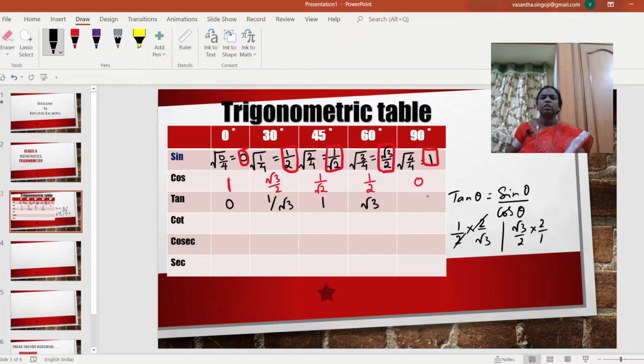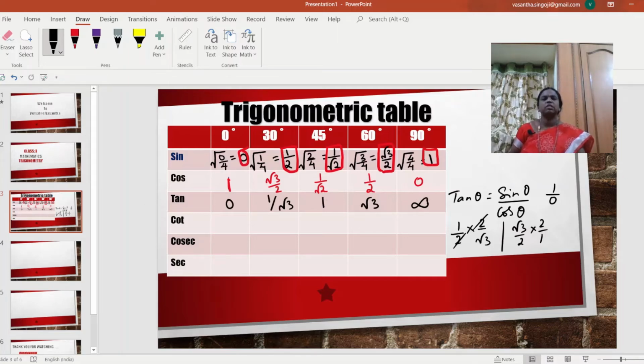So further we know that 1 divided by 0. Is it possible to divide 1 by 0? Definitely we say that it is undefined, or simply we can write it as infinity. So anything we can write like this, undefined or infinity.